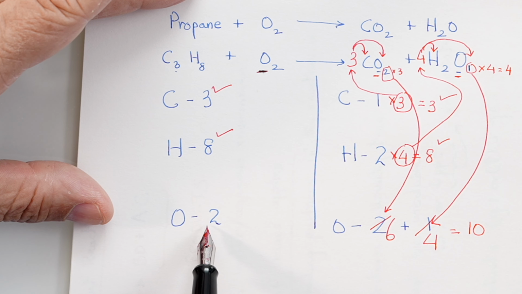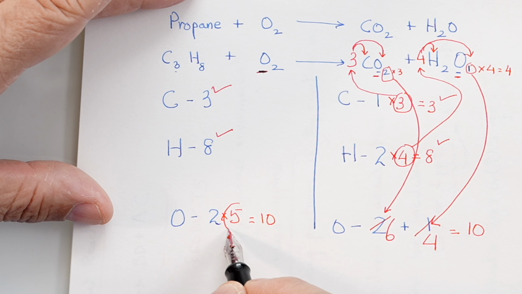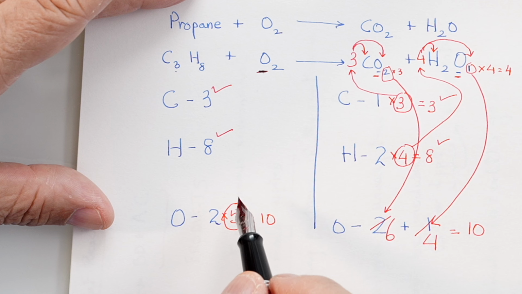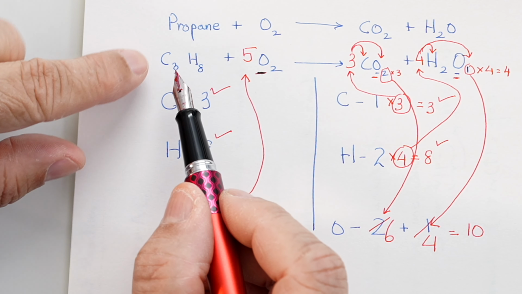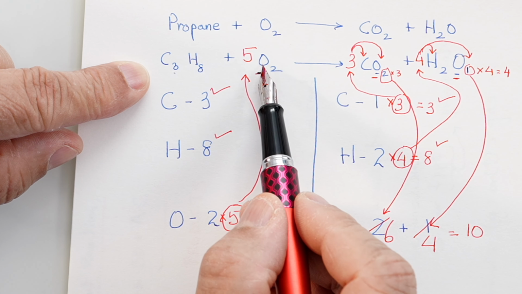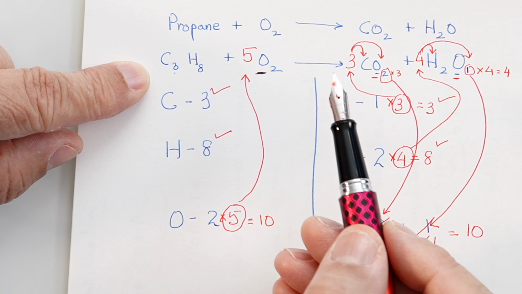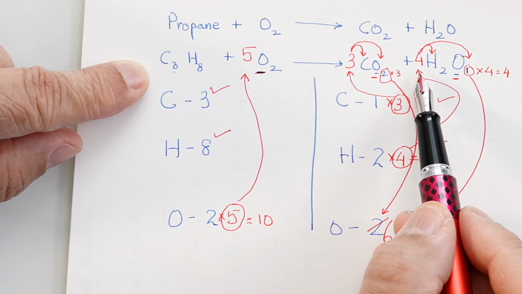Now you need 10 oxygens here. You're going to multiply this by 5. That will give you 10. Circle the multiplication factor, which is 5, and run it up here as a coefficient. So now you've got 1 mole of propane. It requires 5 moles of oxygen to burn appropriately, complete combustion. It's going to give you 3 moles of carbon dioxide and 4 moles of water.